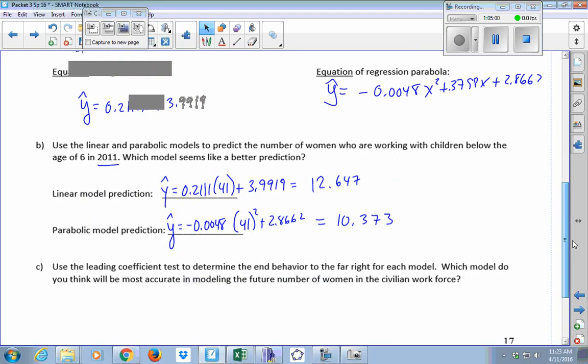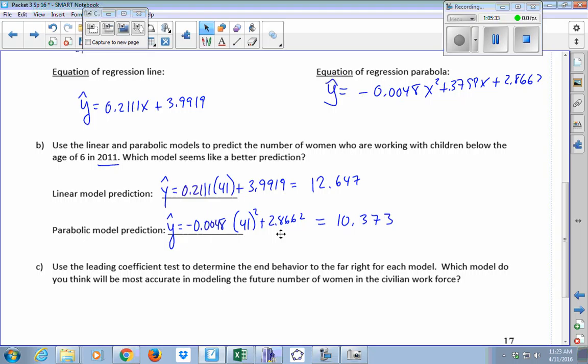Yeah. So what would be happening with this model, because the leading coefficient is negative over time? It would not only get to zero, what else would happen? It would go into negative numbers of women, which we know has absolutely no meaning. And that's where this model would completely break down. So if we looked at the far right hand end of the model and the leading coefficients, I'm not sure if either one of these models would be accurate into the future.